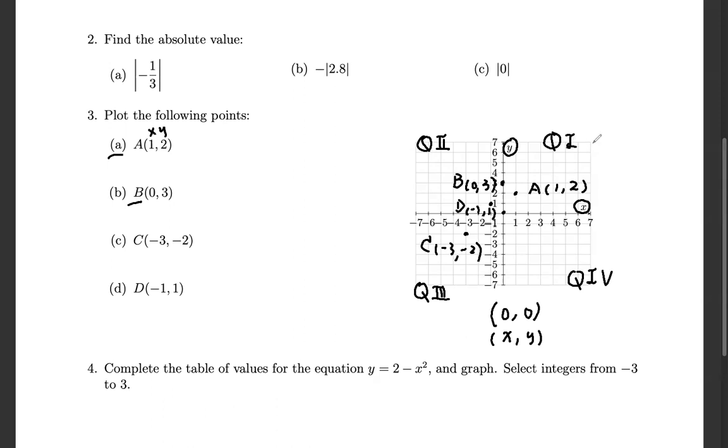Right, first quadrant, x value positive, y value positive. Second quadrant, x value negative, y value positive. Third quadrant, both negative. X value is negative, y value negative. Fourth quadrant, x value positive, y value negative.